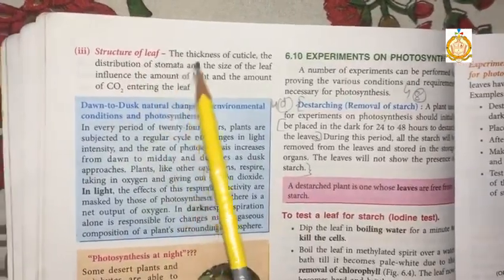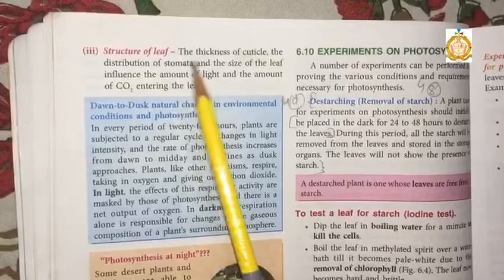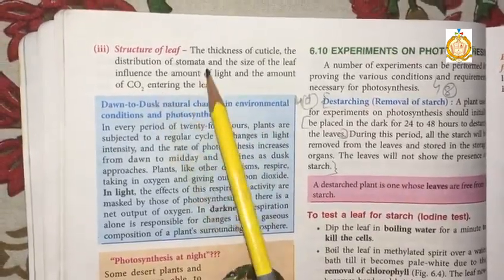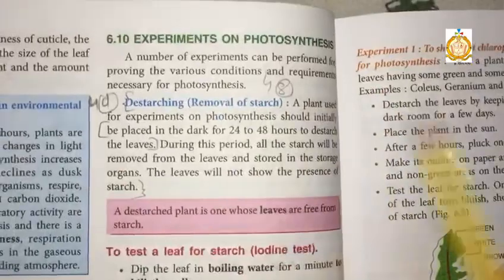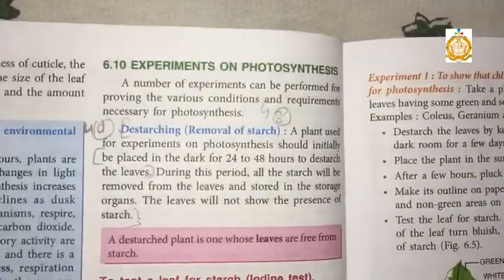Structure of leaves. The thickness of the cuticle, distribution of stomata, and size of the leaf influence the amount of light and the amount of carbon dioxide entering the leaves. Next thing is the experiments of the photosynthesis process. There are several experiments for the photosynthesis process.